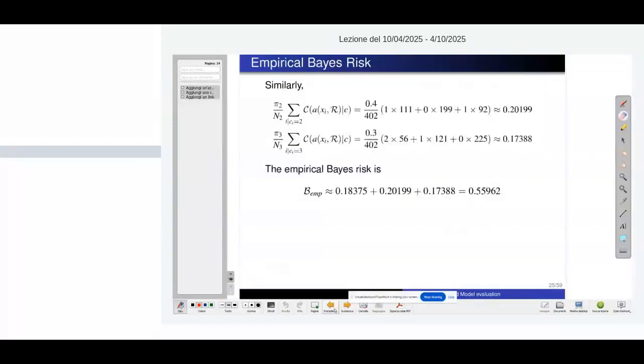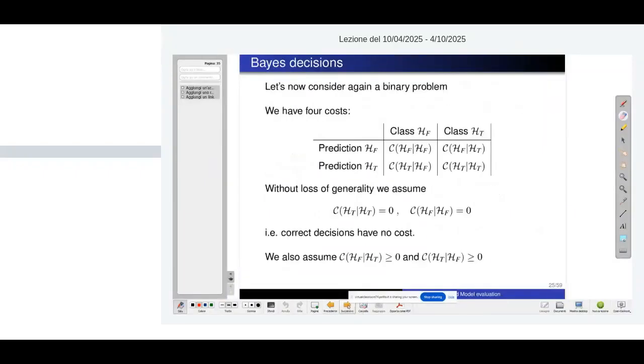So this is the empirical bias cost. Now let's see how it behaves for a binary problem. For a binary problem, we gave an intuitive result before. Now let's see if this corresponds to our intuitive result. So let's go back and consider a binary problem.